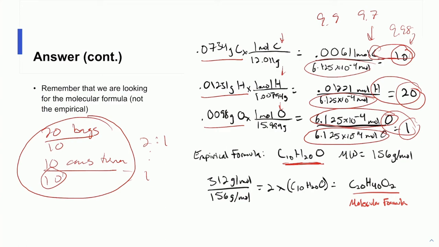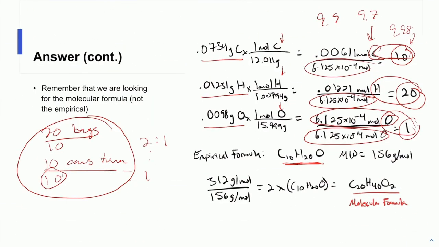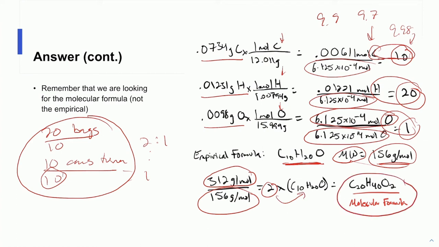And they've given us a molecular weight, okay, this 312 grams per mole, which is the molecular weight, meaning it's the weight of the molecular formula, not the empirical formula. So what we can do is find the molecular weight of the empirical formula, okay, which is 156 grams per mole, and we divide the molecular weight by the empirical weight, and then use this ratio to multiply all the subscripts by that number. In that case, this is where we get our molecular formula. It's going to be C20H40O2.